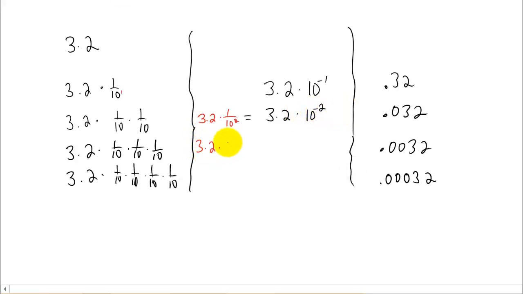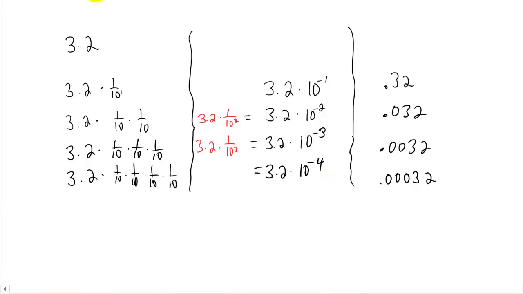The next line is going to be 3.2 times 1 over 10 cubed, because you have 10 multiplying by itself 3 times in the denominator down here. Again, copy down the 3.2. 1 over 10 cubed can be written as 10 to the negative third power. And the last line, if you just follow the patterns, can be written as 3.2 times 10 to the negative fourth power.